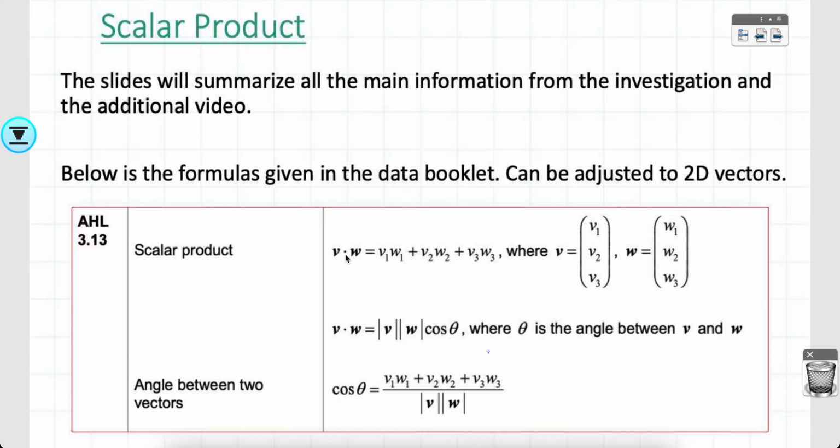So this is taken from the Math AA IB data booklet, just to give you an insight as to what the formulas look like. They have written them for 3D, but obviously it can be easily adjusted to 2D. So make yourself familiar with the notation used in the data booklet.